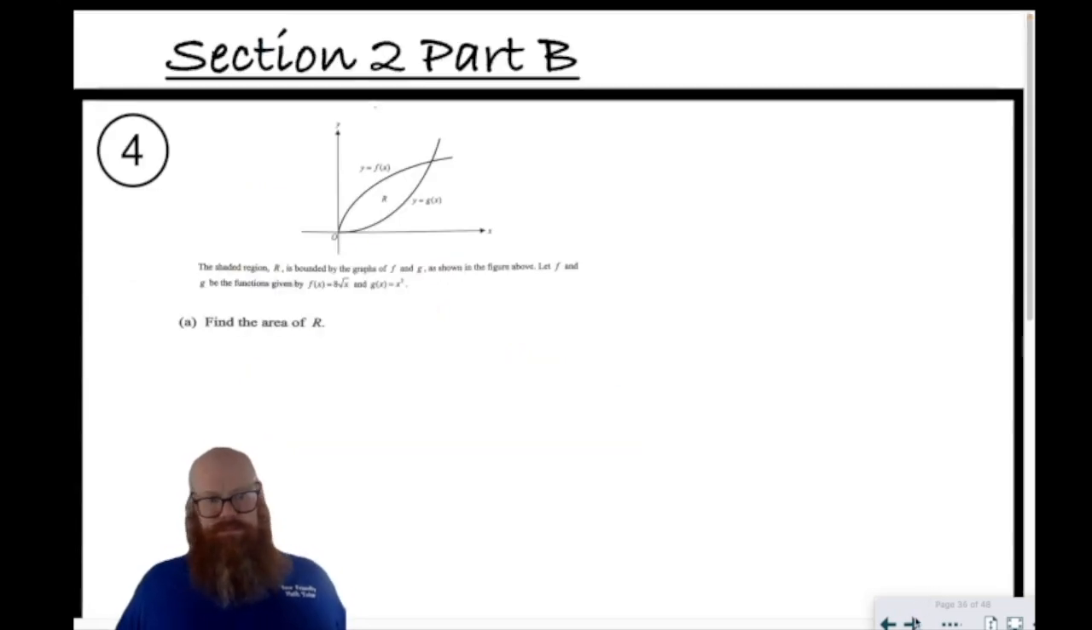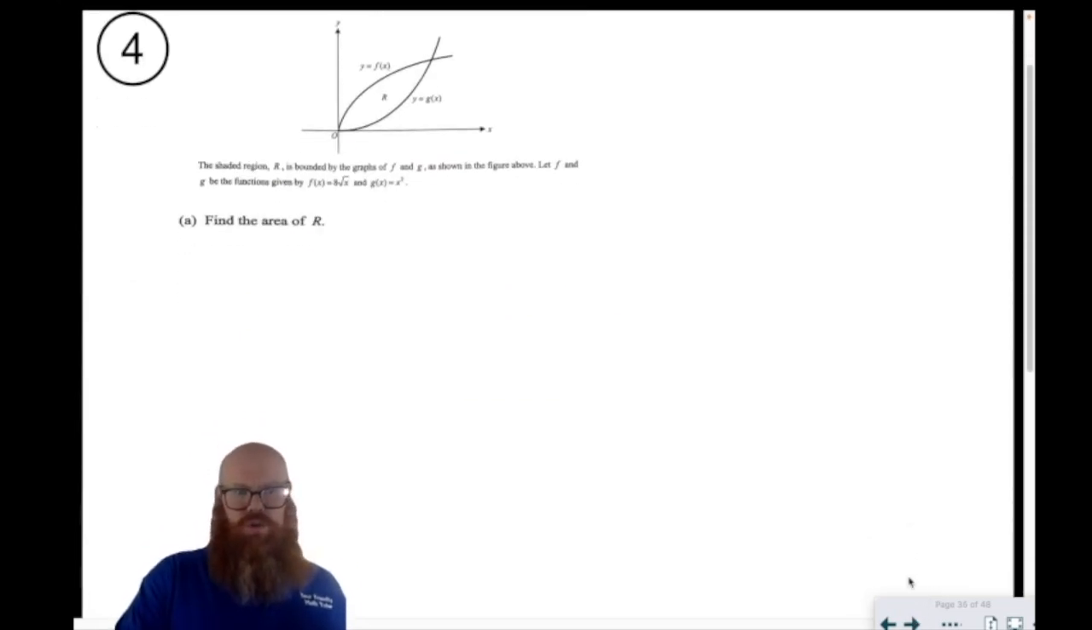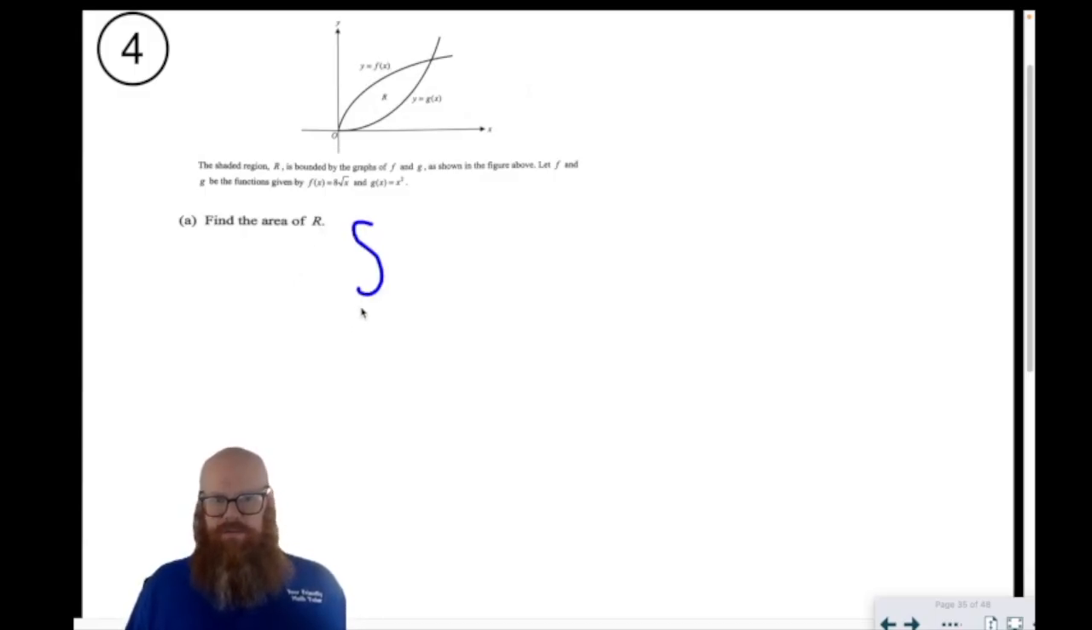All right, moving on to number 4. So we want the area of R. The way I find the area between two curves in rectangular coordinates is I just take the integral from 0, because this is clearly 0, 0. I need to find this intersection point. So what I want to do is set these equal to each other. So 8 root x equals x squared.